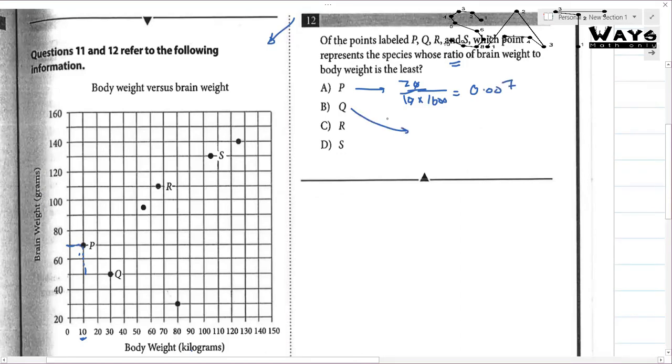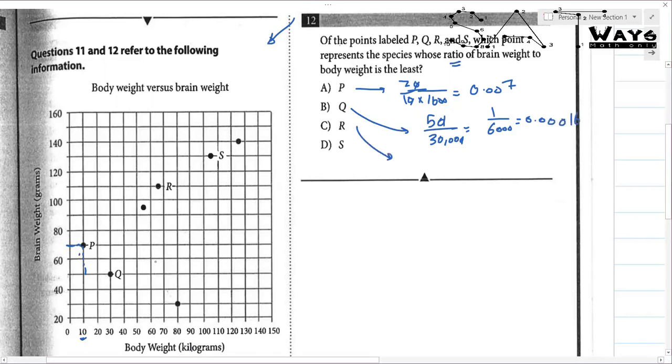And here we are, Q. Let's do it. Q is supposed to be right here, 50 divided by 30,000. 50 divided by 30,000 means 5 divided by 3,000, which is 0.00016. Three zeros and 16.